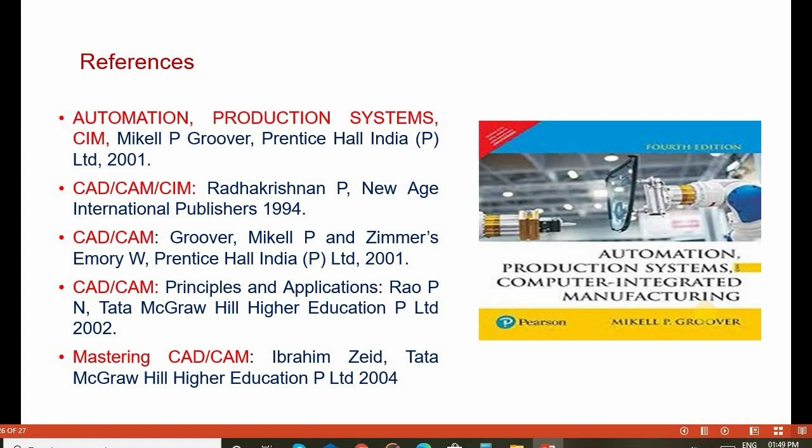Learners, we have different reference books for further reading, such as Automation, Production Systems and Computer Integrated Manufacturing, authored by Michael P. Groover, Prentice Hall of India Limited; CAD/CAM, Radhakrishnan P., New Age International Publishers; CAD/CAM, Groover, Michael P. and Zimmers, Emory W., Prentice Hall of India Limited; CAD/CAM Principles and Applications, Rao P.N., Tata McGraw-Hill Education Private Limited; and Mastering CAD/CAM, Ibrahim Zeid, Tata McGraw-Hill Education Limited. These are the books that help for further reading in the subject CAD/CAM.